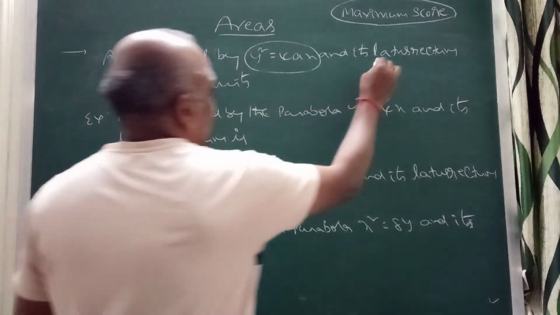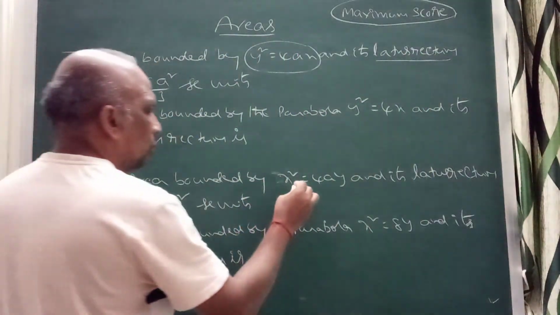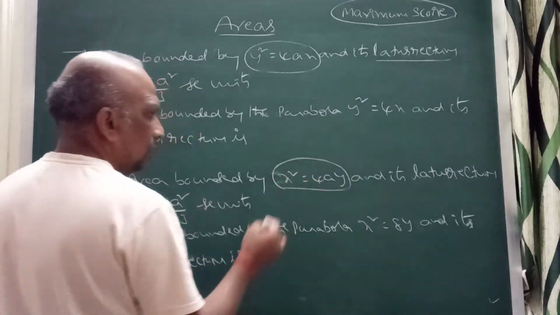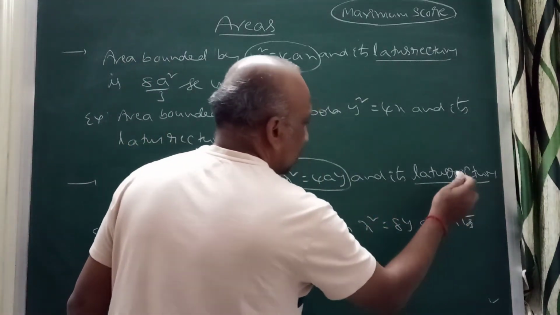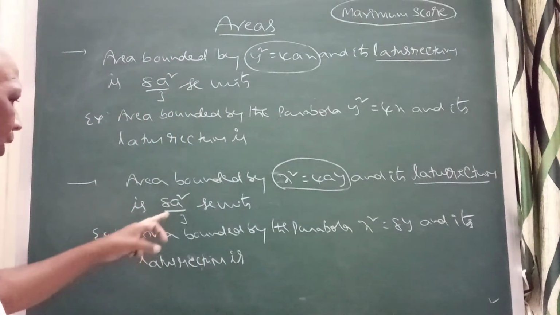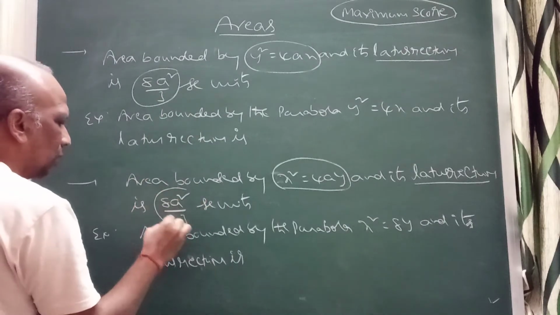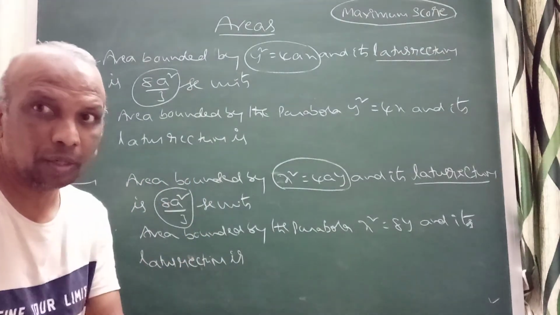And latus rectum, area is 8a square by 3. Even if the area bounded by x square equal to 4ay and its latus rectum, the same answer. You will get 8a square by 3 only. It comes with the same formula. There is no change.